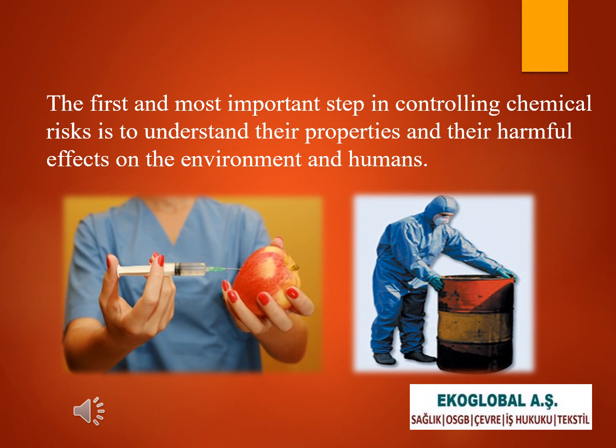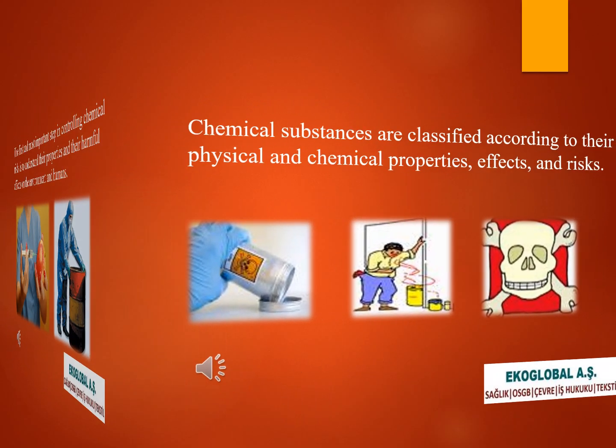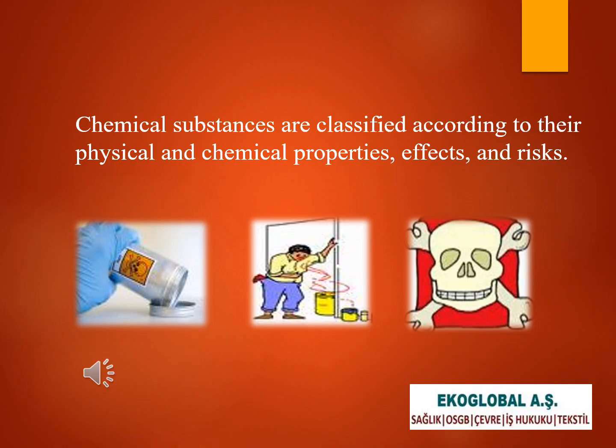The first and most important step in controlling chemical risks is to understand their properties and their harmful effects on the environment and humans. Chemical substances are classified according to their physical and chemical properties, effects, and risks.